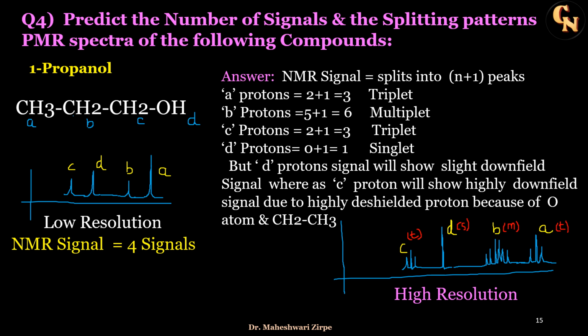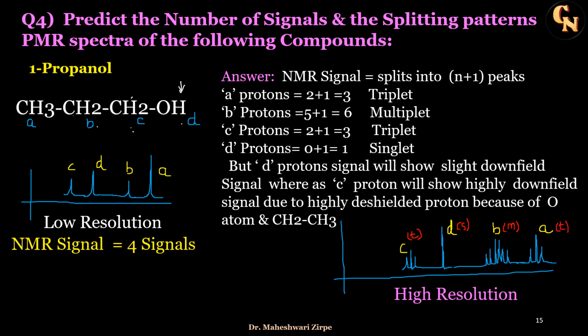All the protons here have different environments from each other. The CH3 protons have a different environment than CH2. This CH2 has a different environment than this CH2. Why? Because this CH2 has an OH group on the right-hand side and on the left-hand side it has CH2, so the environment has changed. And the last, the D proton, is directly attached to the electronegative group, oxygen. So this proton will be a highly de-shielded proton.